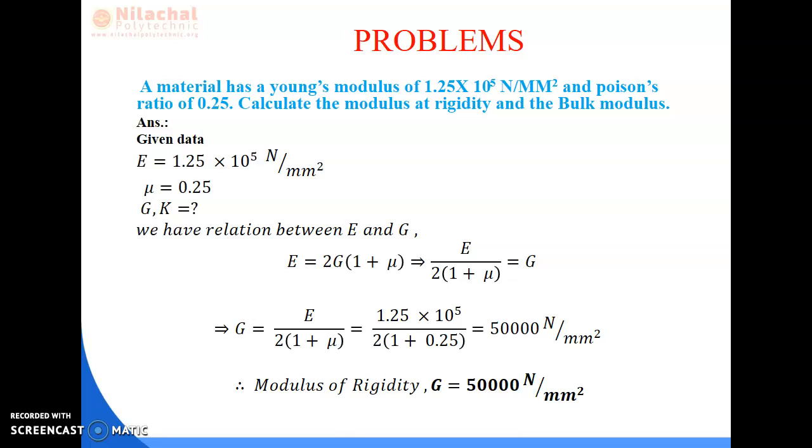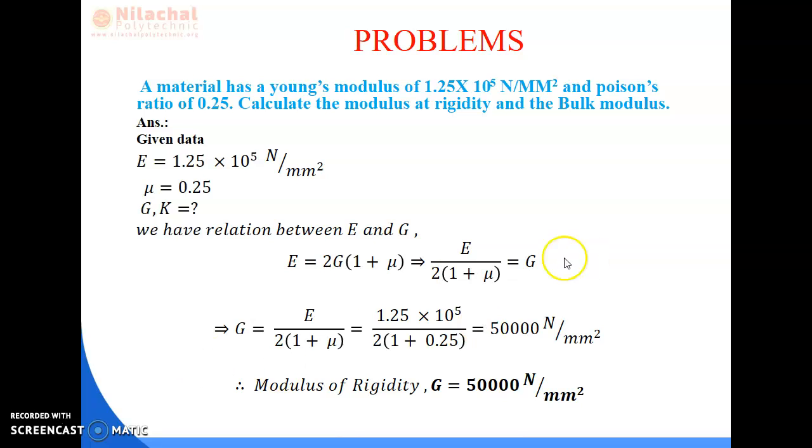Let's do another problem related to Young's modulus, modulus of rigidity and bulk modulus. There a question may be asked as: a material has a Young's modulus 1.25 into 10 to the power 5 Newton per mm square. Poisson's ratio is 0.25. Calculate the modulus of rigidity and bulk modulus.